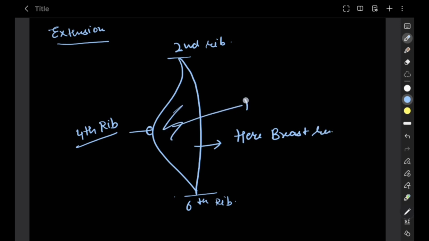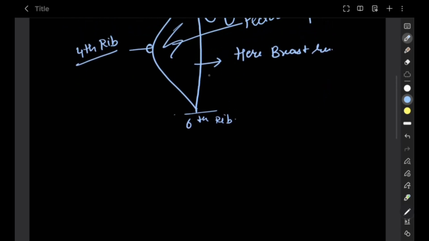This is the pectoral fascia. We have two muscles, that is pectoralis major and minor. Here we have the serratus anterior muscle. What is this? Serratus anterior muscle.